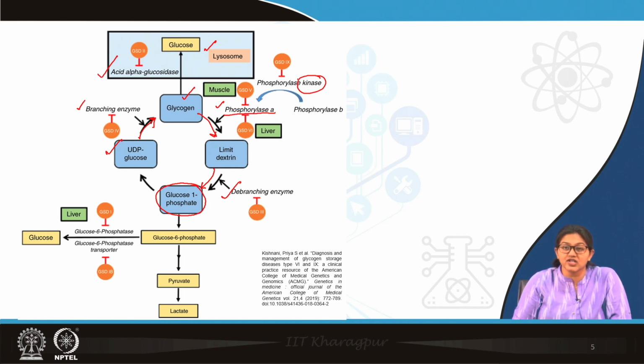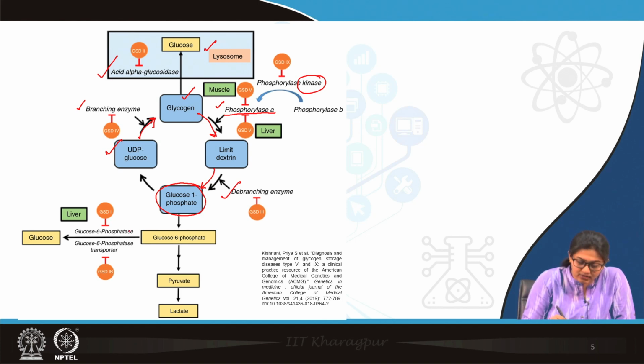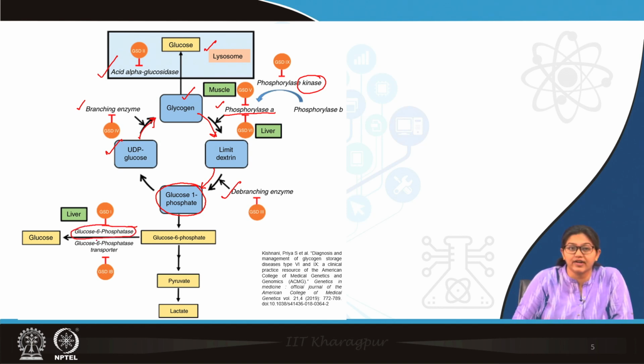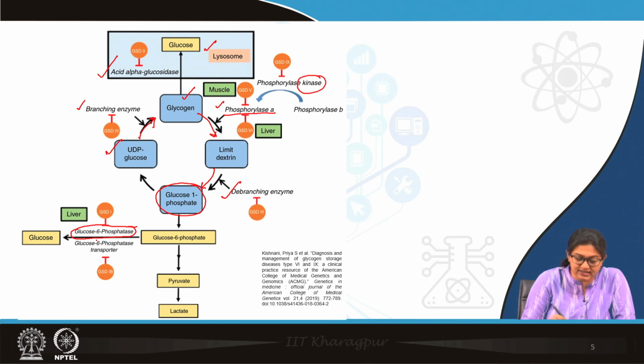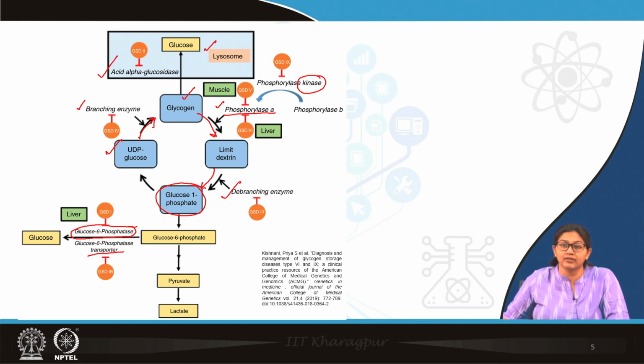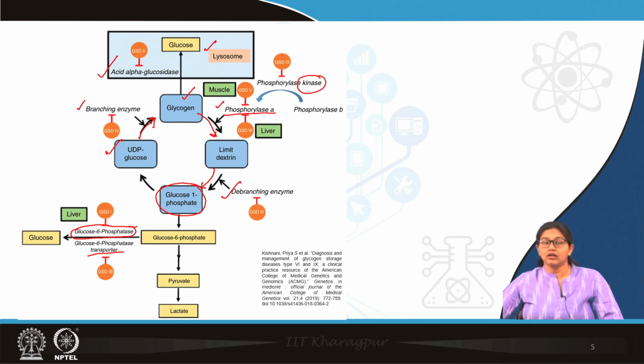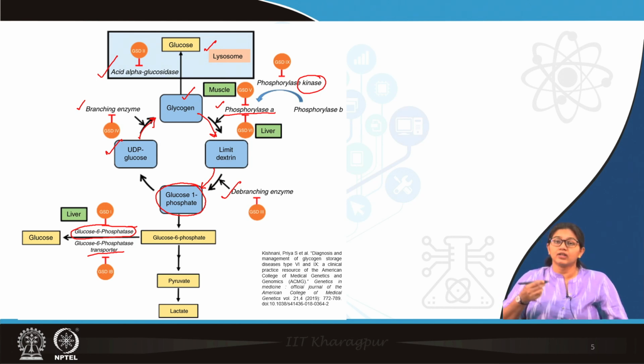Then again glucose 1-phosphate enters to form glucose finally via the enzyme glucose 6-phosphatase, which can be defective. Or this glucose 6-phosphatase has one transporter which helps in the activation of glucose 6-phosphate, so that transporter can be defective as well. So, these are the different locations where different enzymes can be defective, ultimately giving rise to one of the glycogen storage disorders. So, let us see one by one.